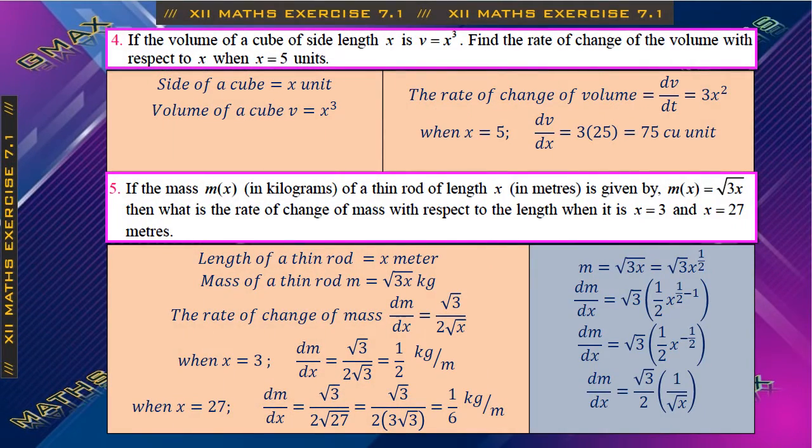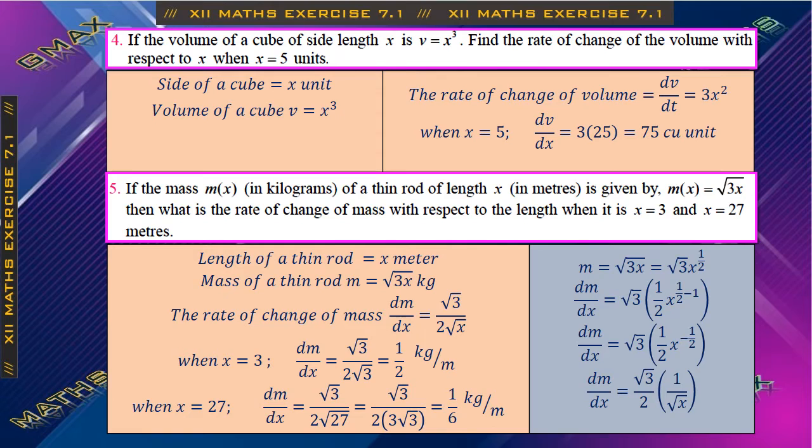Fourth question, if the volume of a cube of side length x is v equal to x cube, find the rate of change of volume. Okay, side equal to x, volume v equal to x cube. The rate of change of volume is nothing but dv by dt. We are differentiating x cube, we will get 3x square. Okay, that is the rate of change. So when x equal to 5 units, substitute x equal to 5, you will get 75 cubic units per time. Okay, that's the rate of change of volume.